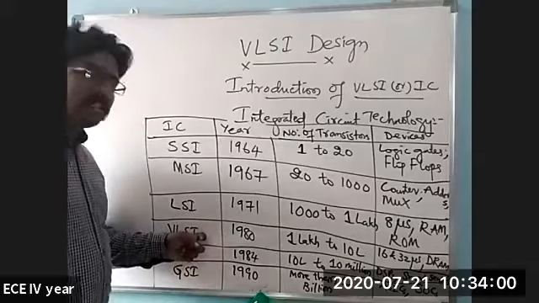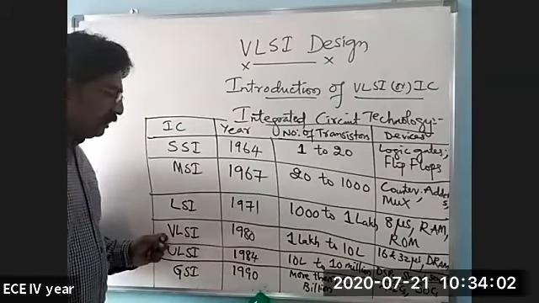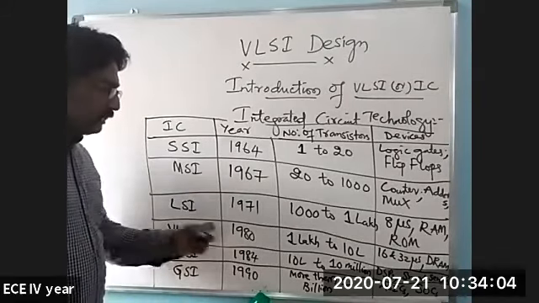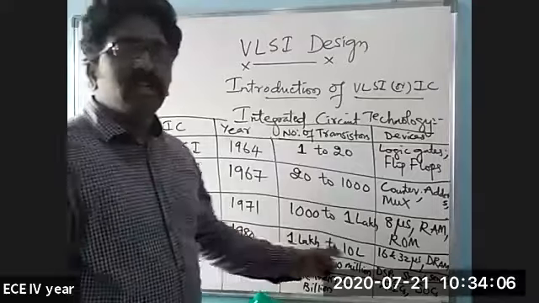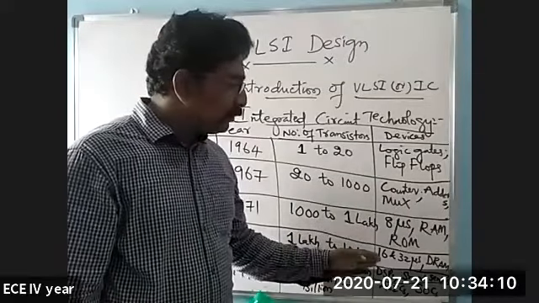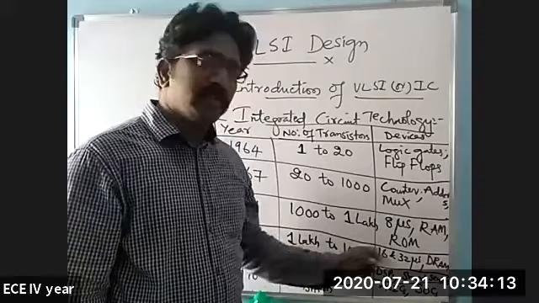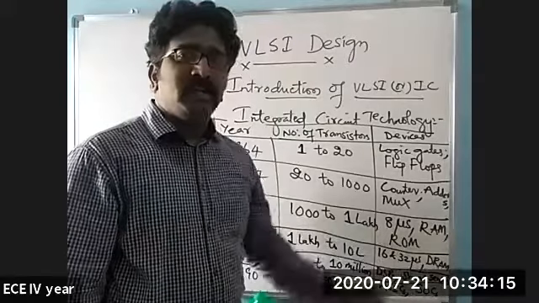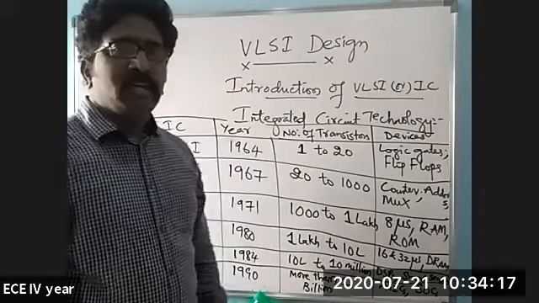Then the next one after large scale integration is VLSI, very large scale integration. It started in 1980 with 1 lakh to 10 lakh transistors on an integrated circuit. Here the examples are 16-bit microprocessor, 32-bit microprocessor, and DRAM. DRAM is another example of very large scale integration.